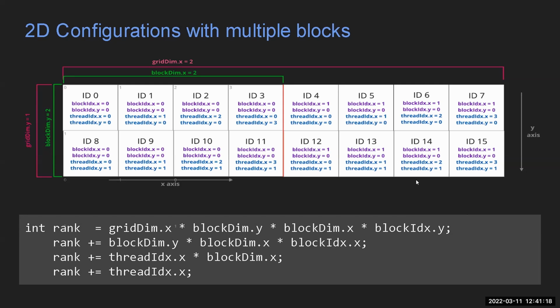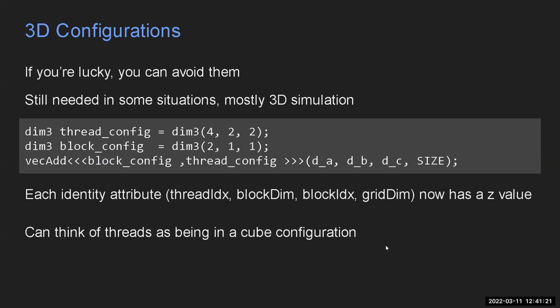Well, the last bit I have here regards 3D simulation, 3D kernel configuration. As it says, if you're lucky, you can avoid them because they can be a little bit tricky to work with if you're trying to find a global rank value like we've been doing. That can be tricky for 3D configurations.